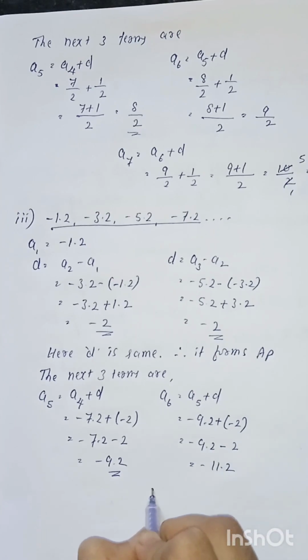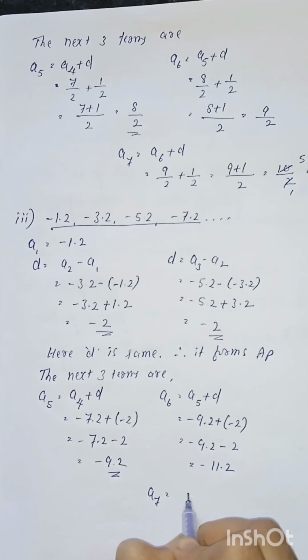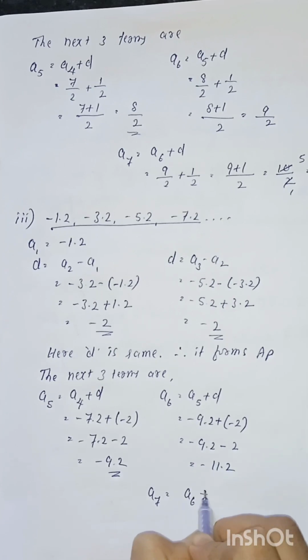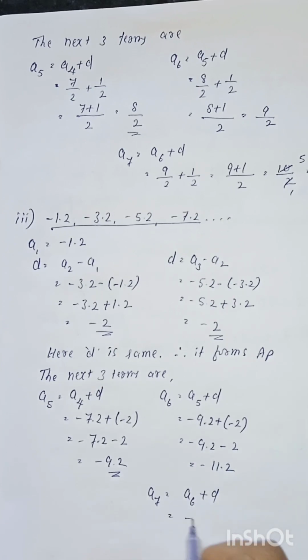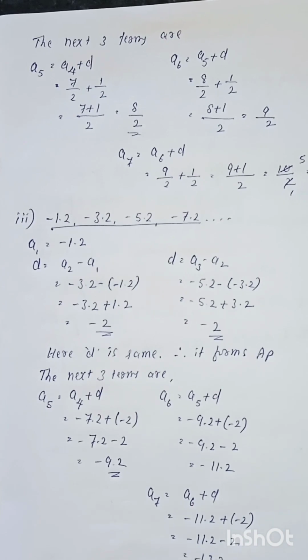In the same way, what is A7? A6 plus D. What is A6? Minus 11.2 plus minus 2. So minus 11.2 plus minus 2, your answer is minus 13.2. It means the next three terms are minus 9.2, minus 11.2 and minus 13.2.